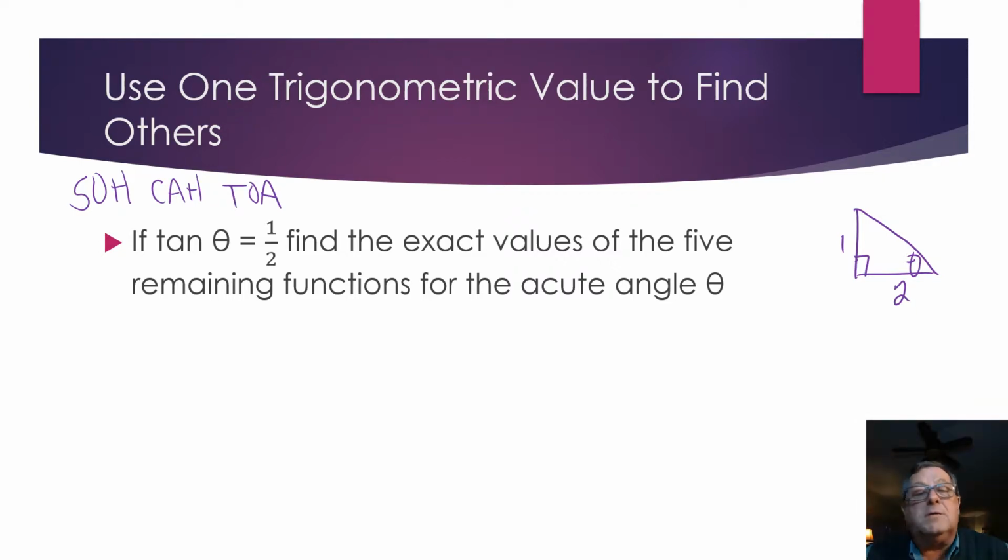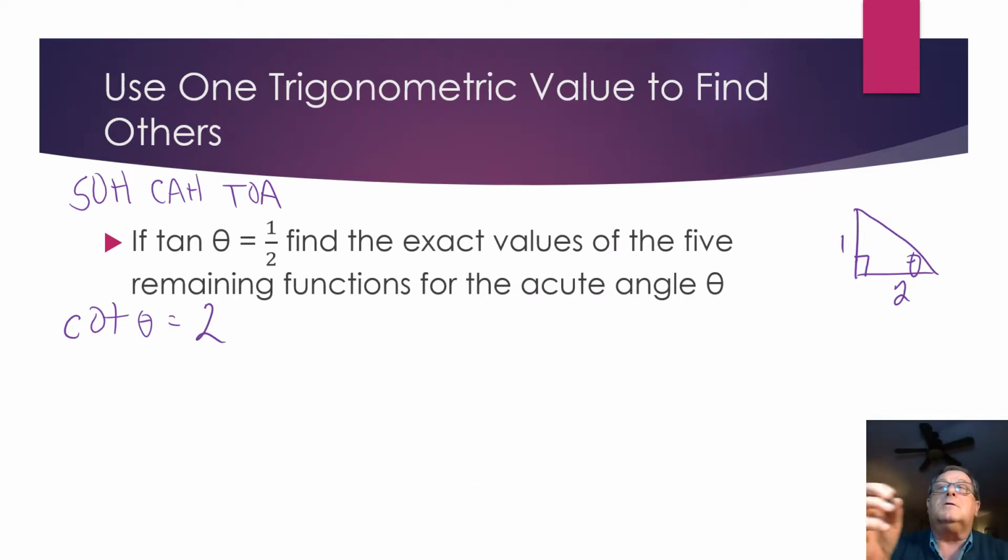Find the exact values of the 5 remaining functions for the acute angle theta. Well, we might as well just go with the cotangent of theta because that's pretty easy. It's right in front of my face. If the tangent of theta is 1/2, the cotangent is the reciprocal of that, or 2/1, or just 2. Now, my sine, cosine, cosecant, and secant functions all involve the hypotenuse, and I don't yet know that measure. But I can find it using Pythagorean.